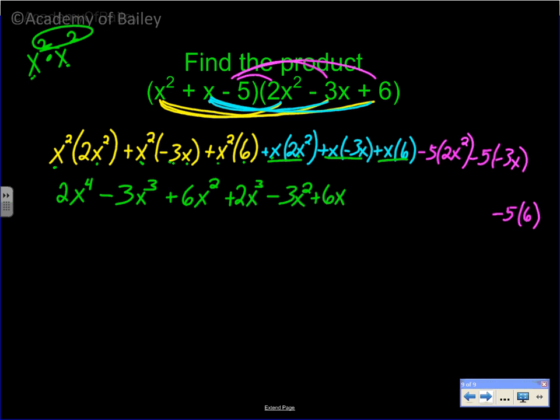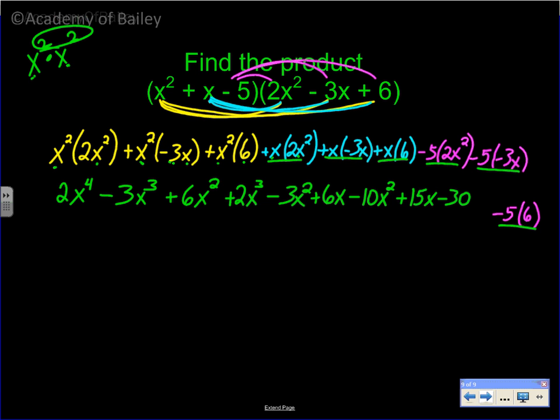We have a few more things to get to out here. So we have negative 5 times 2x squared. Negative 5 times 2 is a negative 10, and x squared. Negative 5 times negative 3x. Negative times a negative is a positive 15x. And the last one, negative 5 times positive 6, negative 30. We got all that to fit on the page. That's good. All right, so let's move along here and combine like terms.